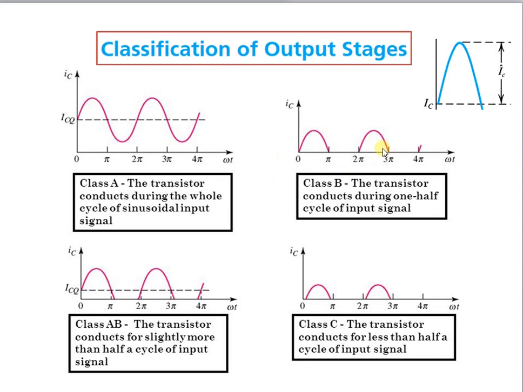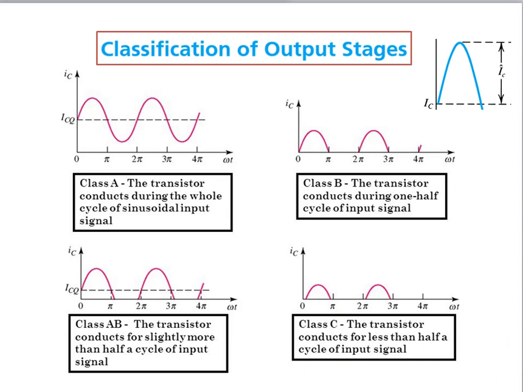In class A, the Q point is located in the center, whereas in class B, it is located at the cutoff. So in class AB, the Q point is in between the center and the zero bias. That is why, as you can see in the waveform for the output collector current, the ICQ is a little above the zero bias and it is not located at the center point. So the output waveform that you observe will have some amount of distortion, which is called the crossover distortion.